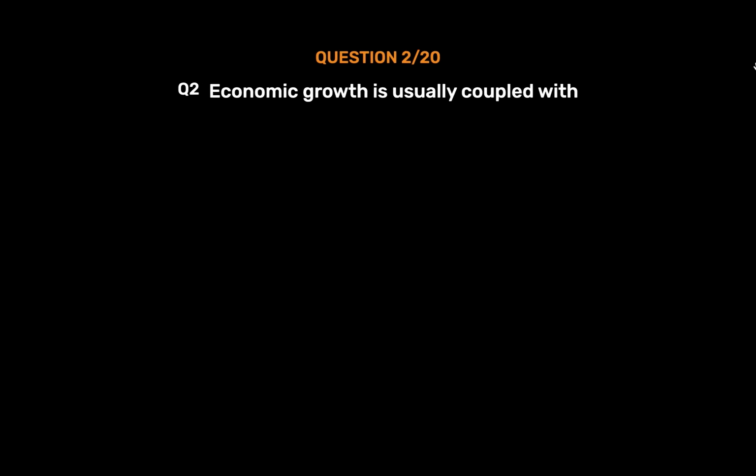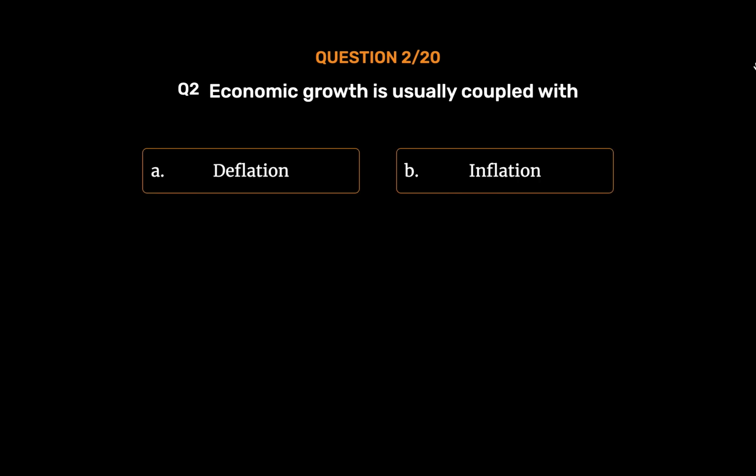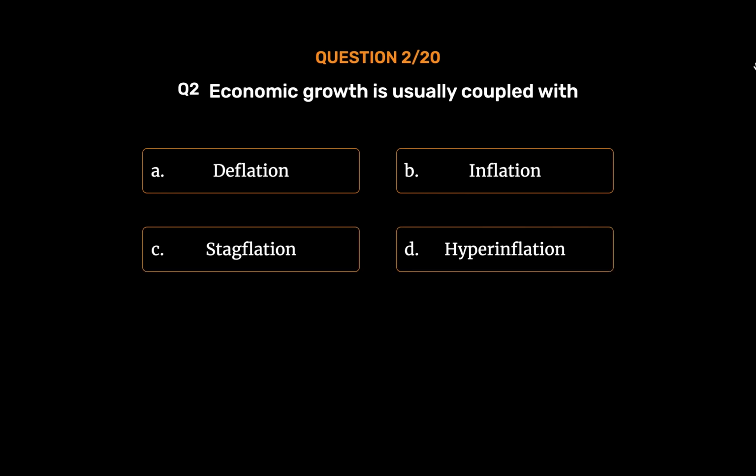Question number 2. Economic growth is usually coupled with Option A. Deflation. Option B. Inflation. Option C. Stagflation. Option D. Hyperinflation. The correct answer is Option B.